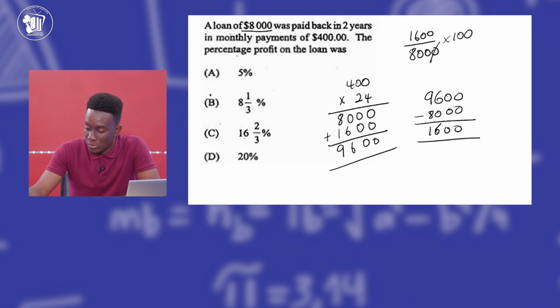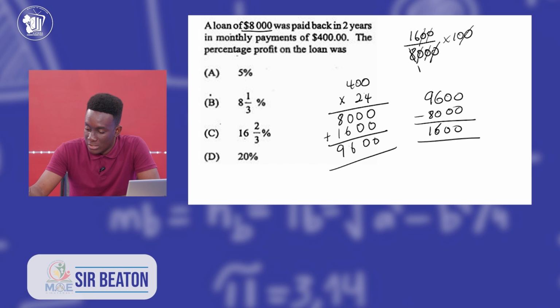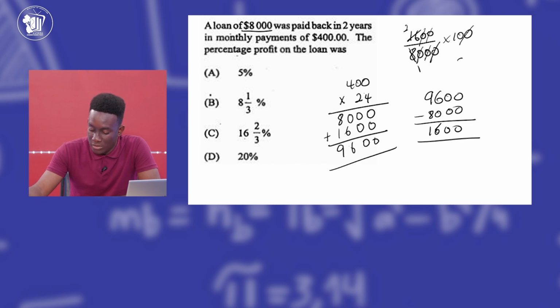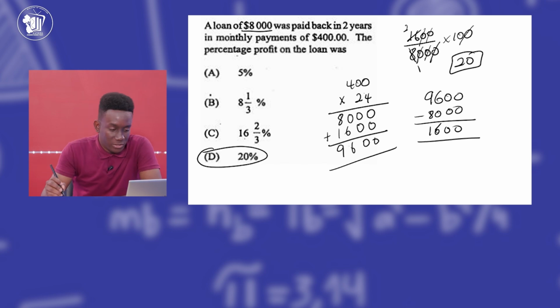So this 0 will go with that 0, this 0 will go with that 0, this 0 will go with that 0, and 8 ones, 8 into 16 twos. So 2 times 10 would be 20. So the percentage profit on the loan was 20%, which is D.